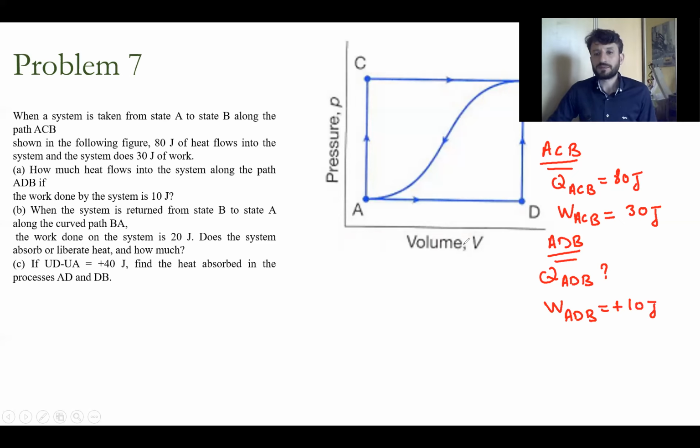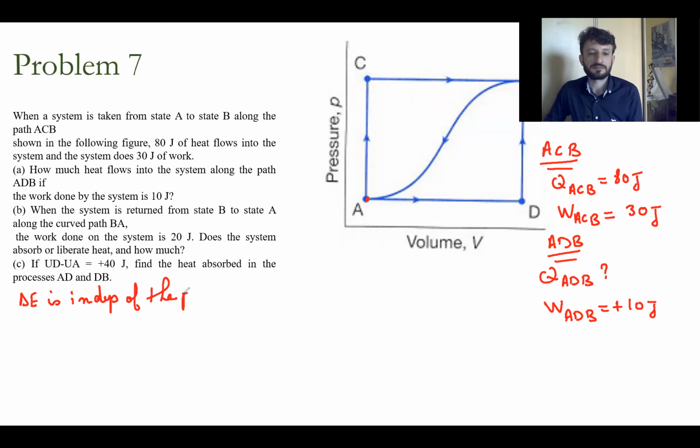Anyway, you know that the internal energy is independent of the path. For example, we have a point A and a point B. For any path, delta E is constant. So delta E of the internal energy in general is independent of the path. So we can say here delta E AB equals delta E ACB equals delta E ADB.